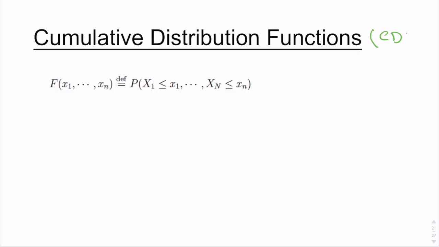The CDF, the cumulative distribution function, is the cumulative distribution for, let's say, if I wanted to compute the probability distribution for x1 to xn, it is the probability that the random variable x1 is smaller than little x1 and all the way to random variable xn is smaller than little xn. But let me give you a simpler example.